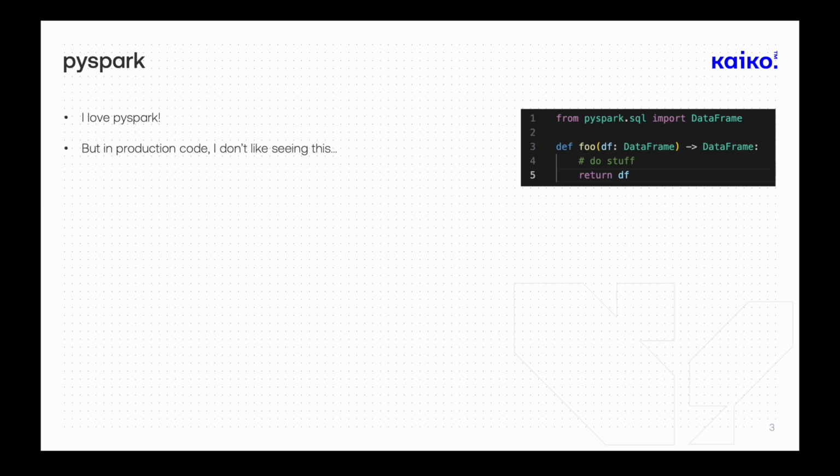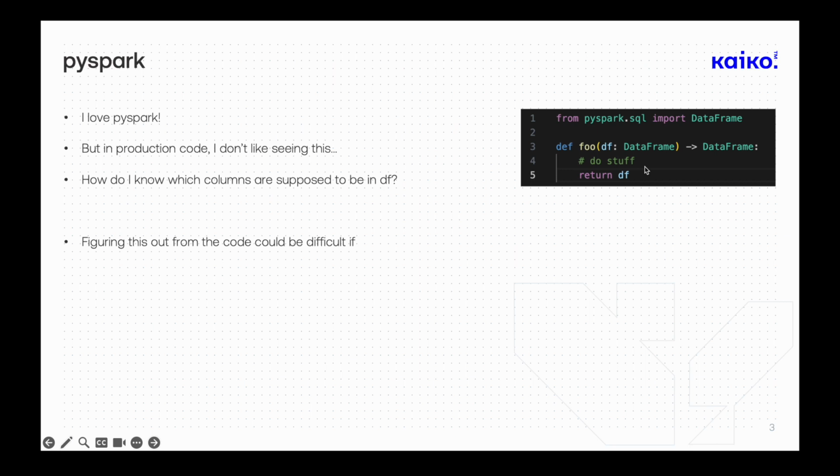However, in production code, I don't like seeing this. A function that takes as an input a data frame and returns another data frame. Because how do I know which columns are supposed to be in those data frames? Sure, I could evaluate the code to find out. But figuring this out from the code could be difficult if there's hundreds of thousands of lines of code written over the years by people that don't even work at the company anymore.